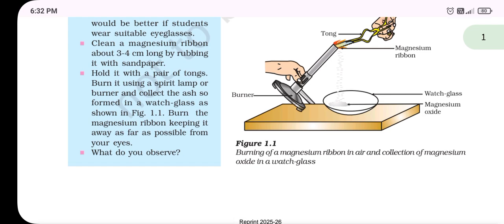Clean a magnesium ribbon about 3 to 4 centimeters long by rubbing it with sandpaper. But why are we rubbing it with sandpaper? The reason is that there is a layer accumulated on the magnesium ribbon, so we rub it with sandpaper so that no other layer is present on the magnesium ribbon. That way we can do the activity properly and get the expected result. So we are moving ahead.